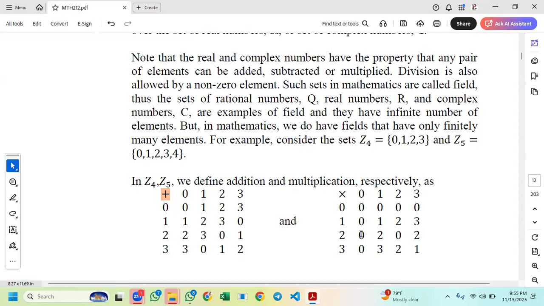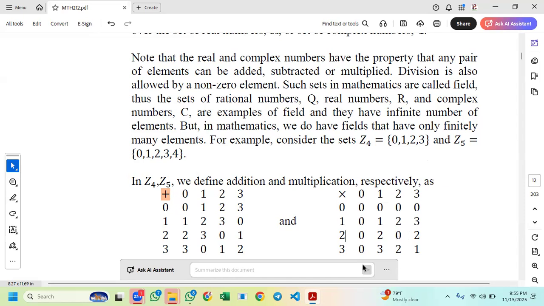Now 2 times 0, 0. 2 times 1, 2. 2 times 2 is 4, which will give us 0 in module 4. Or in space 4, rather. We're dealing with spaces here, not module. In space 4. Now let's move on. 2 multiplied by 3 is 6. It will give us 2. Don't forget, once you get to 4, you start from 1 again.